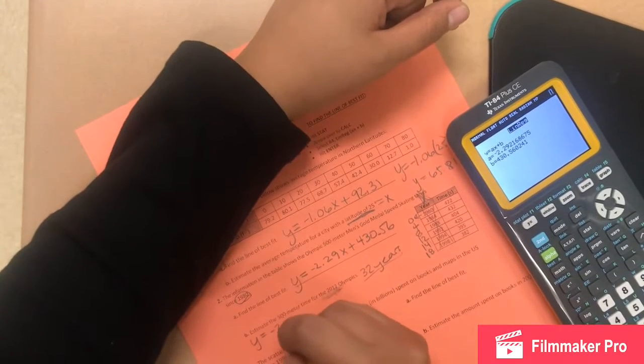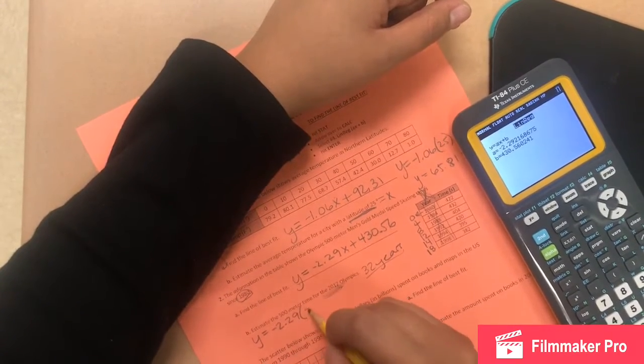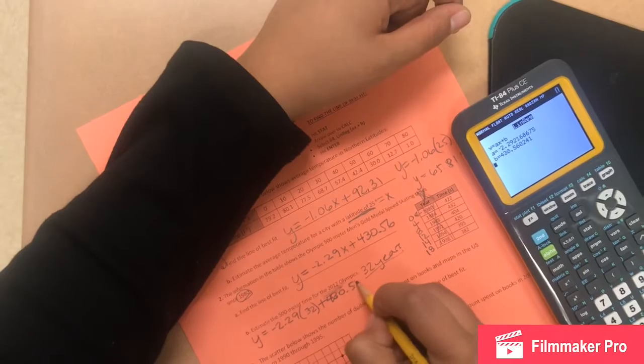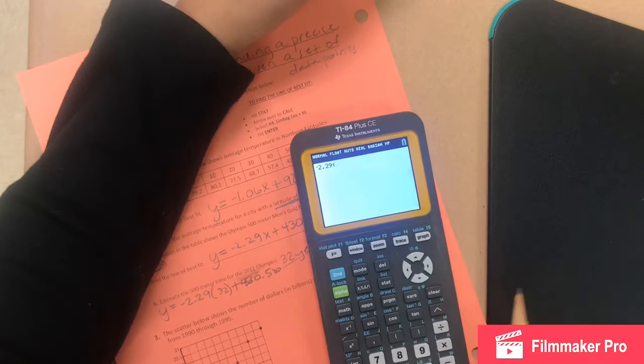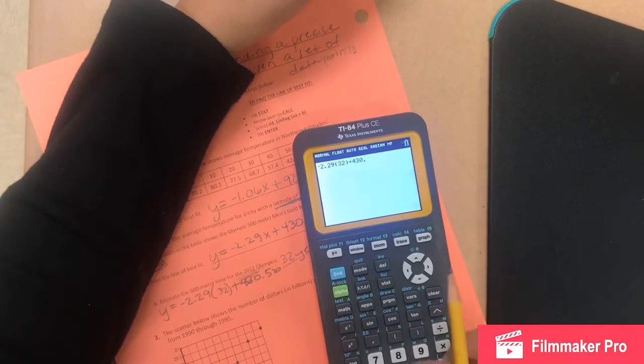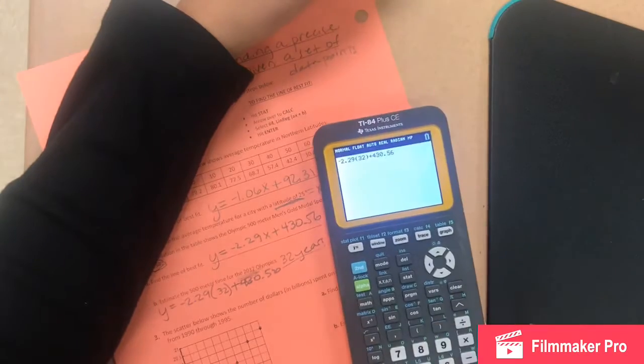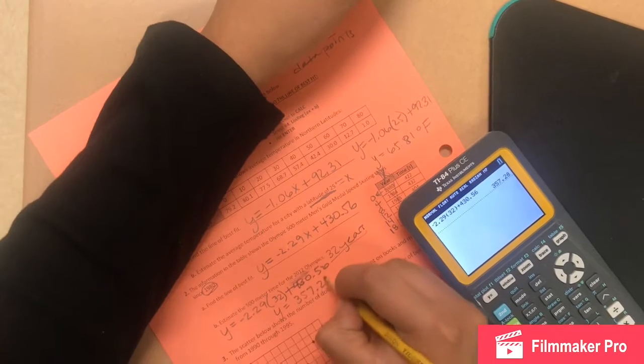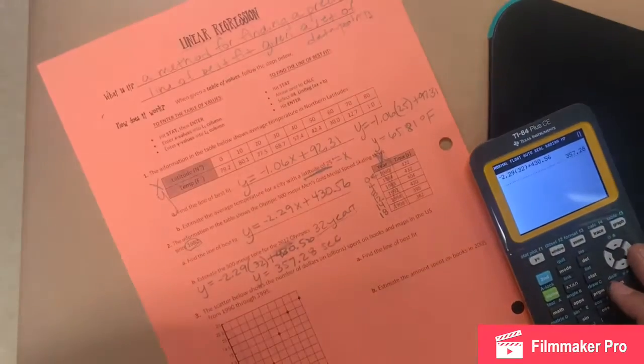So y equals negative 2.29 parentheses 32 plus 430.56. And all I do is type that into my home screen. Okay, and I can figure out that after 32 years, they can estimate that the time will be 357.28 seconds. That's how much time it will take to do the 500-meter dash in 2012.